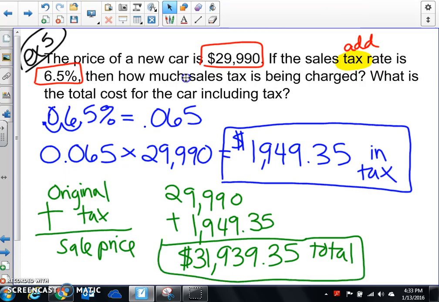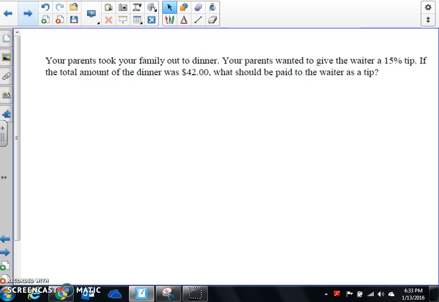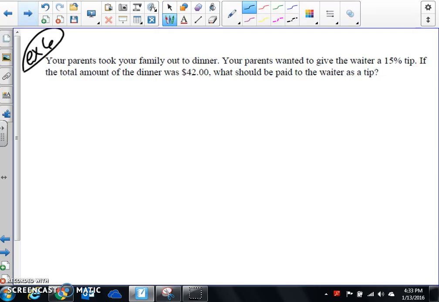Okay, last one, and then you have your practice problems. All right, your parents took your family out to dinner. Yay. Your parents wanted to give the waiter a 15% tip. Okay, so 15%. And then remember, tip, you have to add to your total. In general, when you see the tip or the tax, that T, just think of that as a plus sign. All right, so just add.